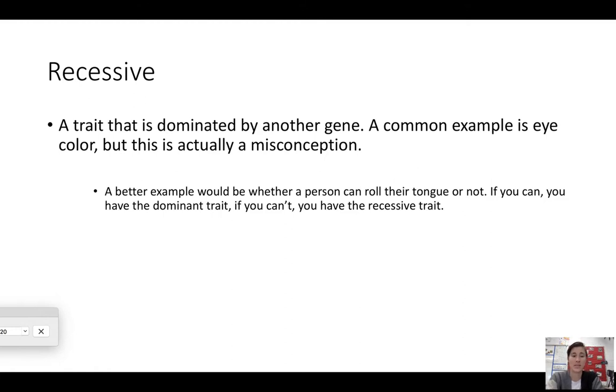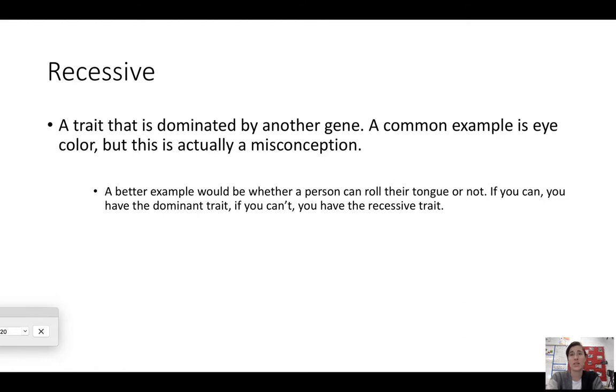We have recessive, which is a trait that's dominated by another gene. A common example that people like to give is eye color, but that's actually a misconception. That's actually a non-Mendelian trait and has to do with more than just recessive and dominant traits. So a better example would be if a person can roll their tongue or not. That's either you can or you can't. And if you can, you have the dominant trait. And if you can't, you have the recessive trait.